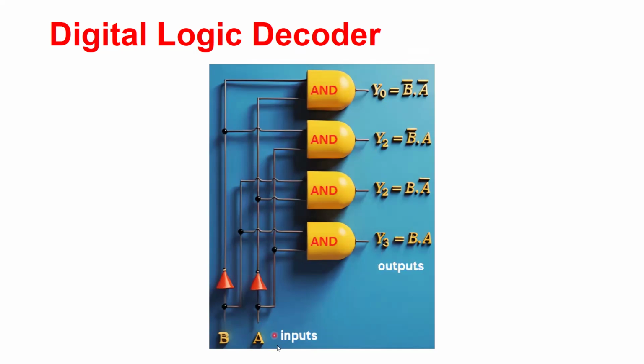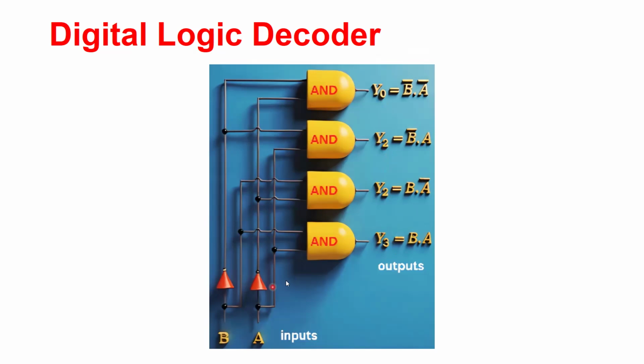So based on the input combinations of these two inputs B and A, a specific output out of these four lines will be selected, while other outputs will remain in a logic low state. So how to realize this logic?